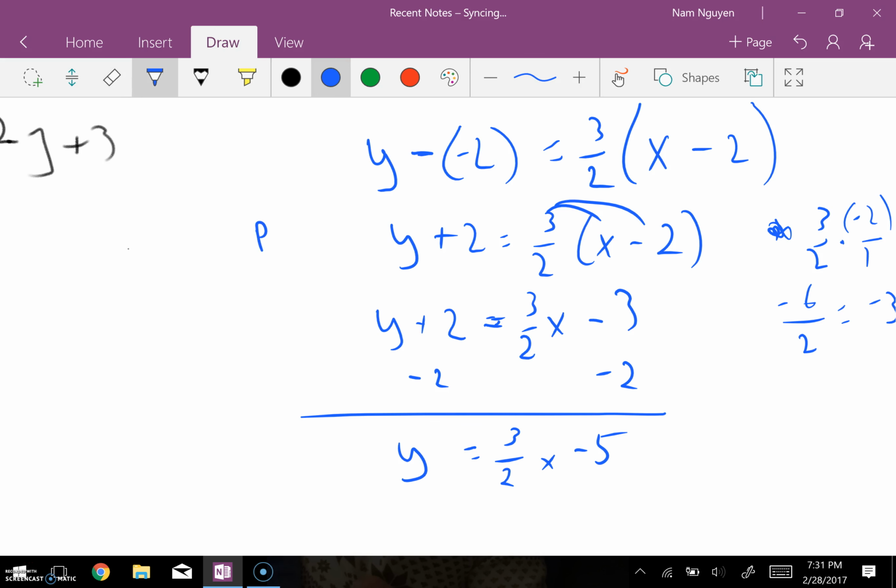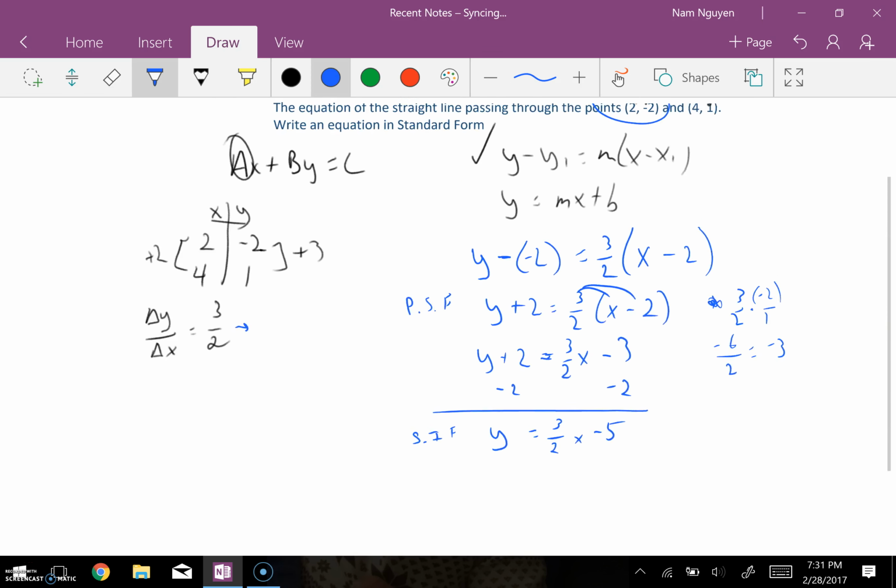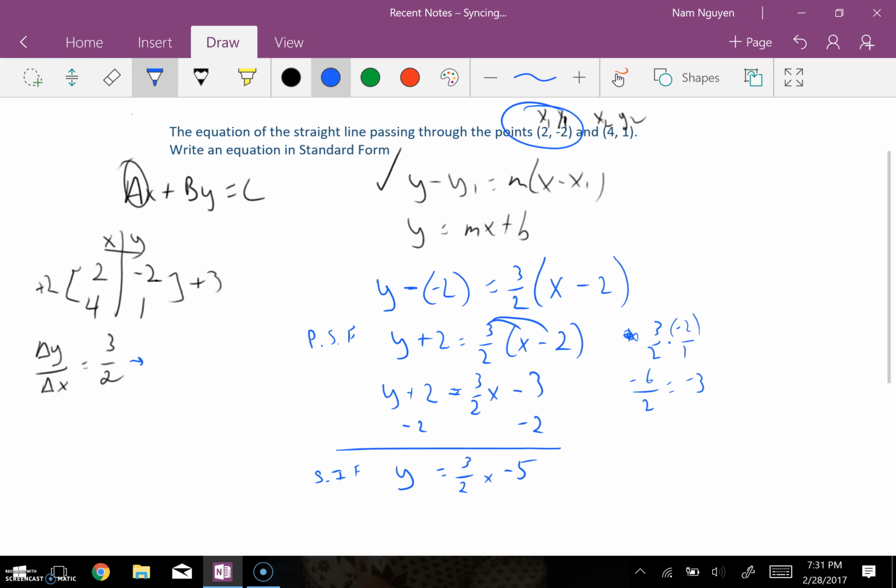I had point slope form, and there is slope intercept form. Nice. But I actually didn't answer the question. The question is, hey, given these 2 points, write it into standard form.